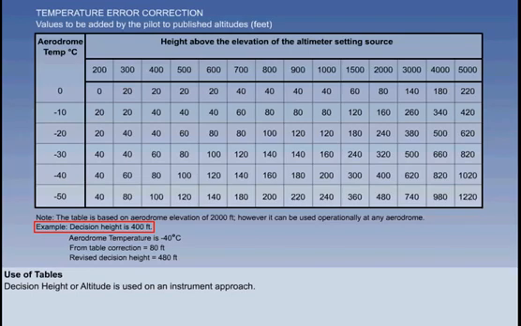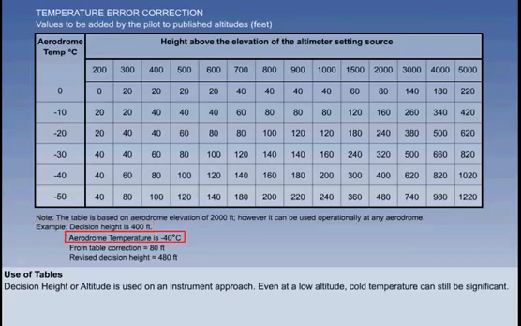Suppose that our decision height is 400 feet. Assume a temperature of -40. At sea level, that's 55 degrees colder than ISA. It will make a difference even with a low vertical distance. Look in the table where -40 meets 400. This is a correction of 80 feet. So we must use an indicated decision height of 480 feet.